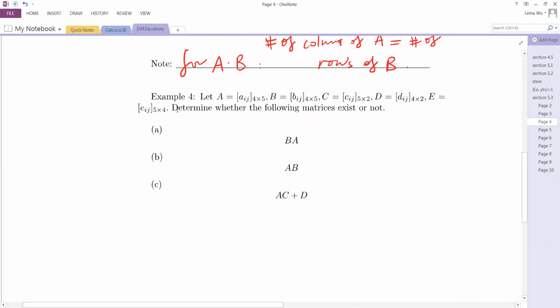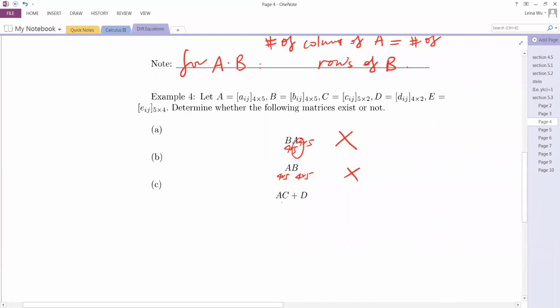Let's determine whether the following matrix products exist or not, which means can you perform such multiplication? Yes or no? First one, can I do B multiplied by A? No. B is 4 by 5, A is 4 by 5. The number in the middle doesn't match, right? So no. Can I do A times B? Nope. 4 by 5, 4 by 5. No.